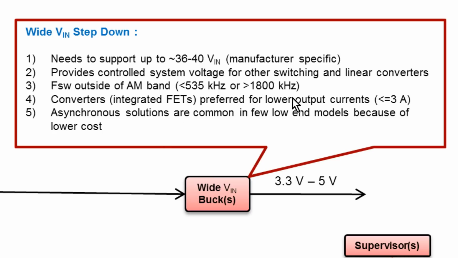Now, when you switch above the AM band, there will be absolutely no harmonics, and also the size of the input filter will be much smaller, as well as the output inductor and the capacitance size, which will result in size minimization of the system. Further, a synchronous converter is preferred for output current less than or equal to 3 amps.